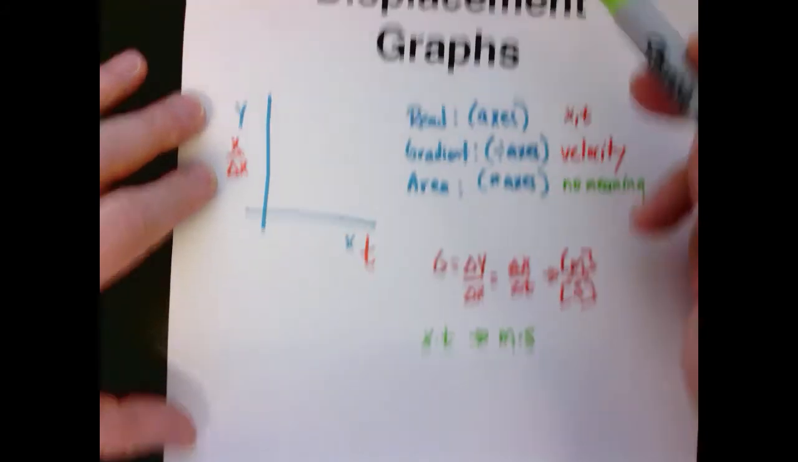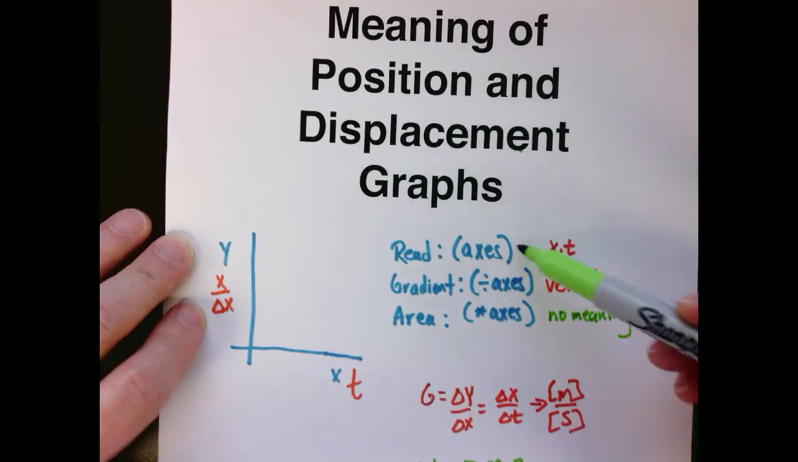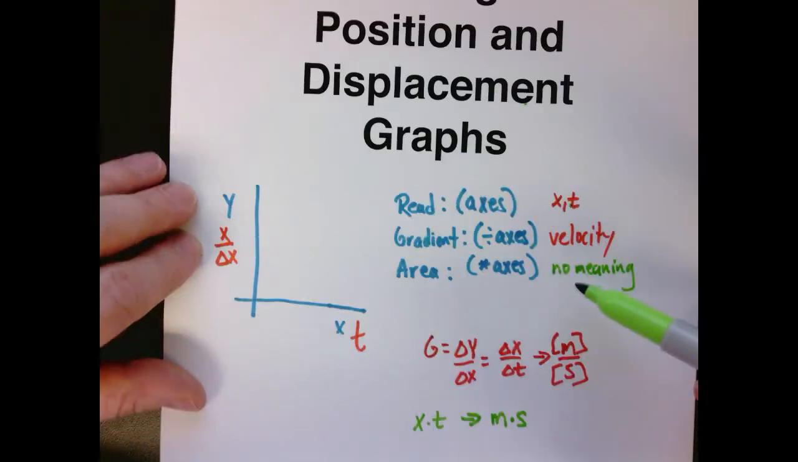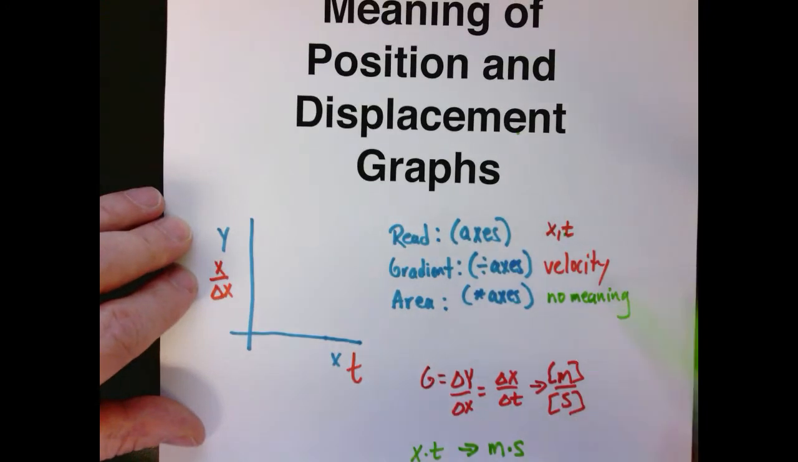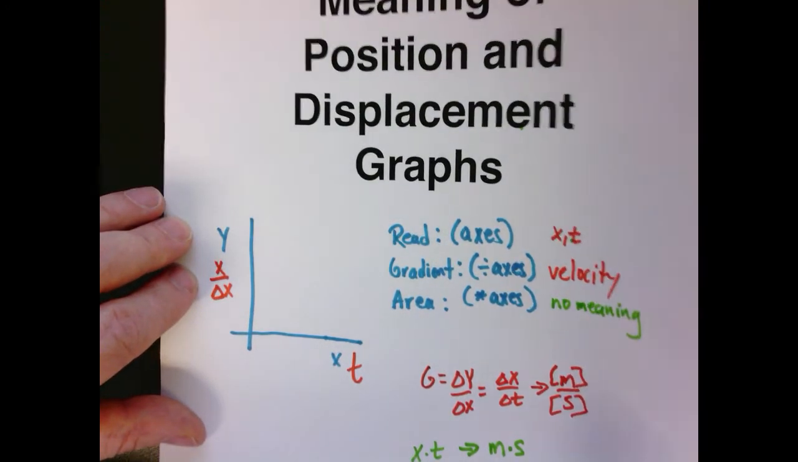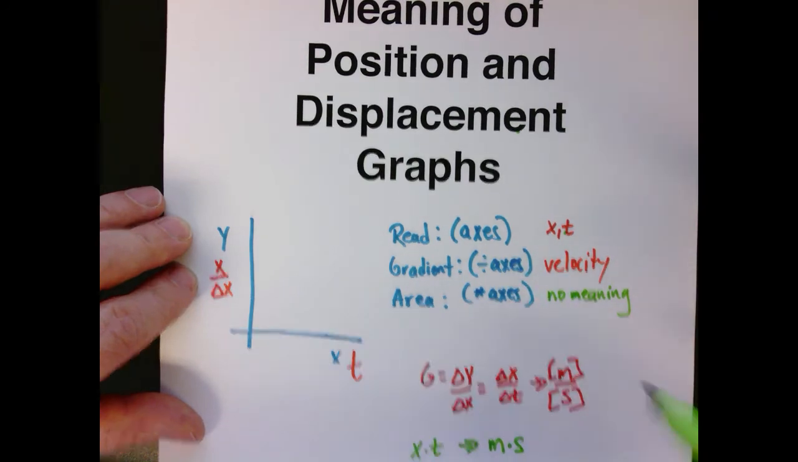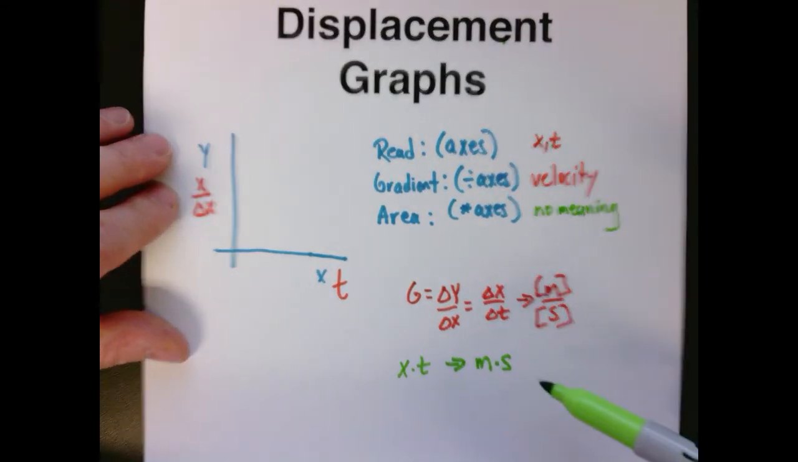So in position displacement graphs, we can read the position or the displacement in time. The gradient's the velocity, and the area has no meaning to us. We need to consider always every case, looking at the multiplication, the division, and the dimensional analysis to see if the units make sense.